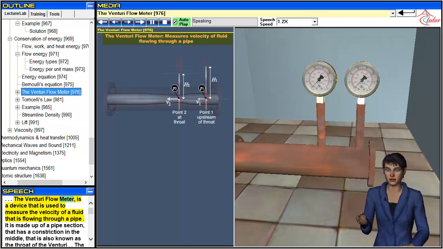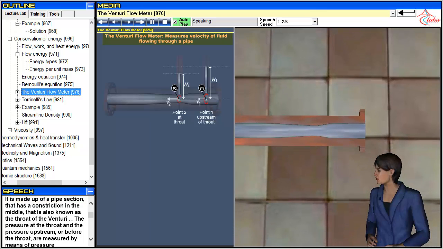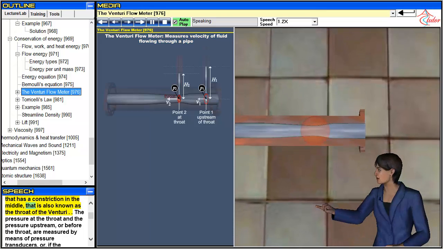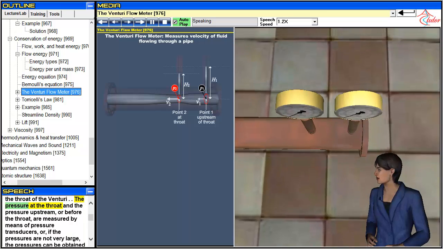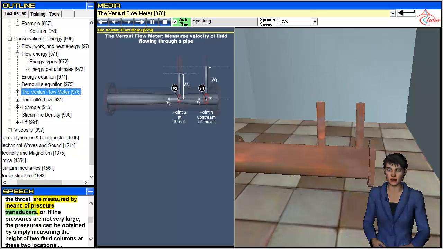The Venturi flow meter is a device that is used to measure the velocity of a fluid that is flowing through a pipe. It is made up of a pipe section that has a constriction in the middle, that is also known as the throat of the Venturi. The pressure at the throat and the pressure upstream, or before the throat, are measured by means of pressure transducers. Or, if the pressures are not very large, the pressures can be obtained by simply measuring the height of two fluid columns at these two locations.